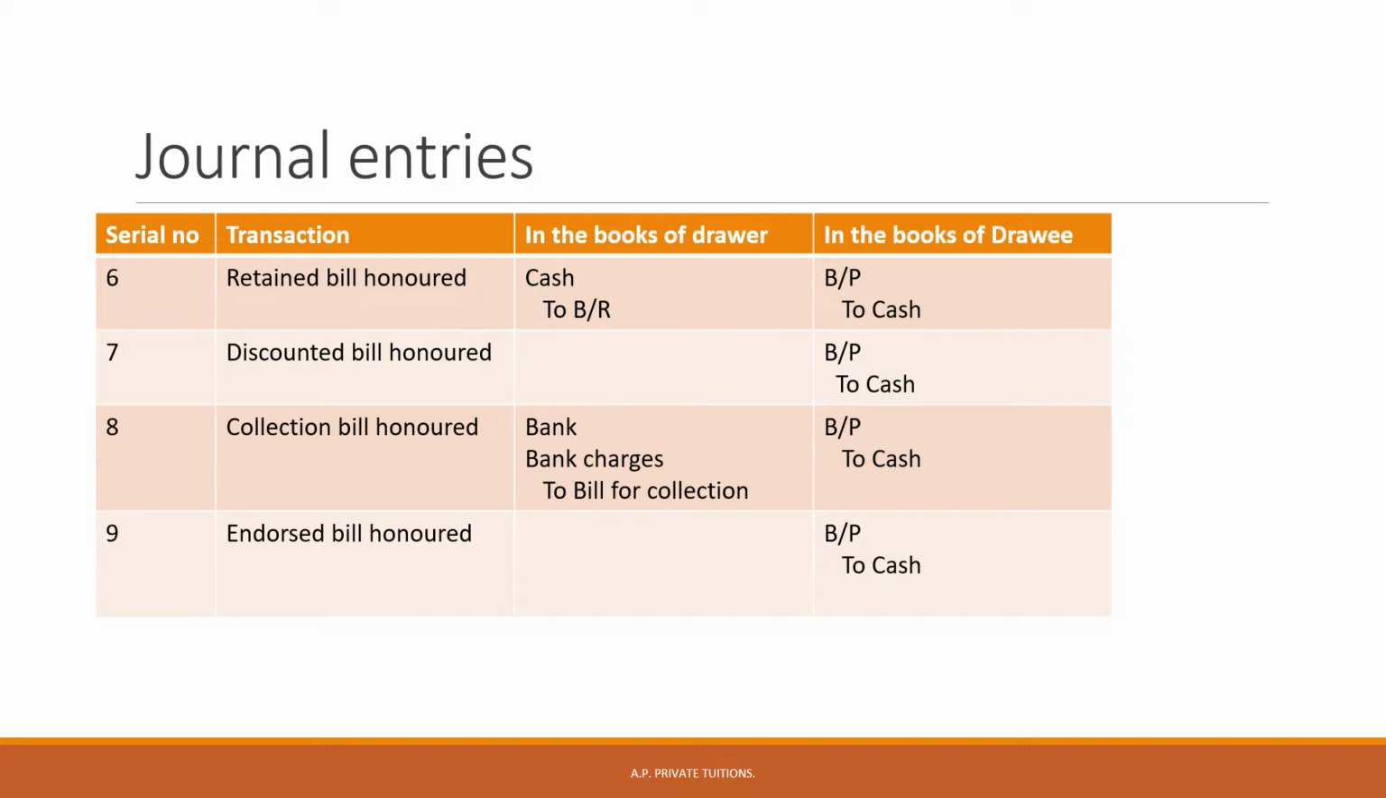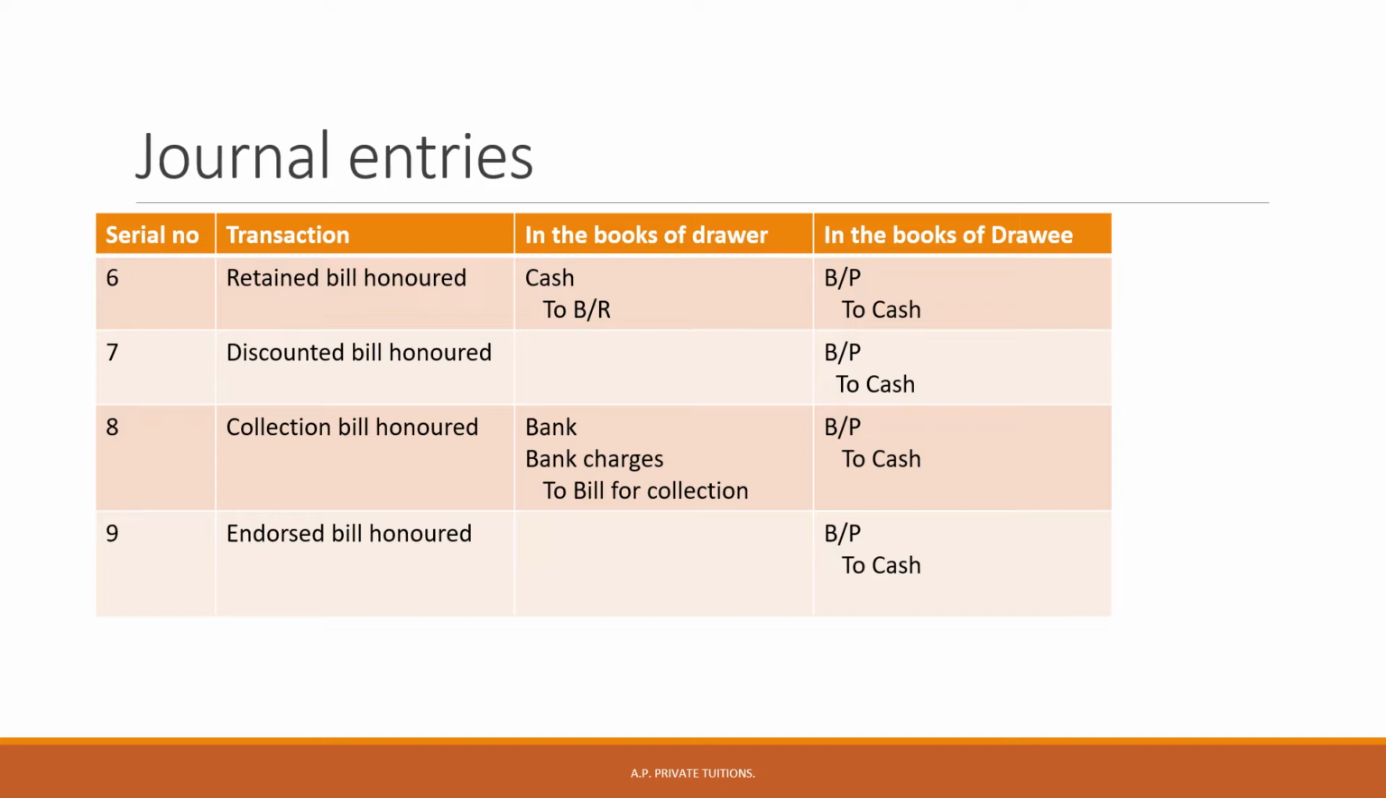Now, these bills can be honored. Honored means it is paid on the due date, it is paid on maturity, it is met on due date. So again, a special thing you can note in the books of drawee, always the entries are same. Drawee, for him, money goes out. He's paying his bill. So entry is bills payable to cash in all cases.